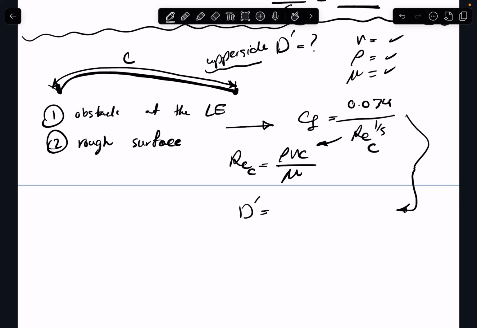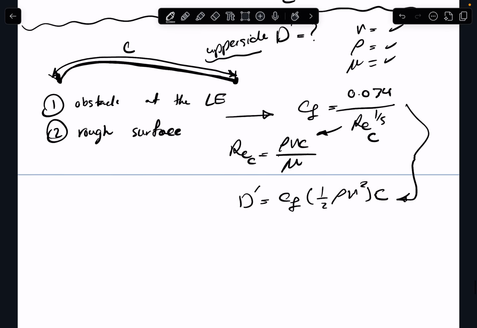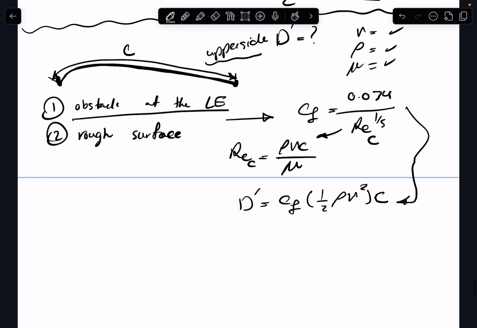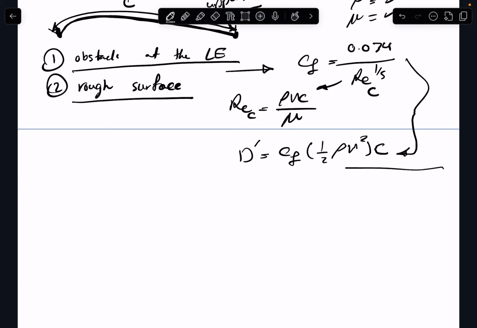You calculate the drag force using the definition of friction coefficient, just a rearrangement of it, by CF multiplied by dynamic pressure, 1/2 rho V squared, multiplied by C, this length again. Okay, so if there were an obstacle, if you had a very rough surface, then this would be the method. You can treat the whole thing as turbulent and solve it.